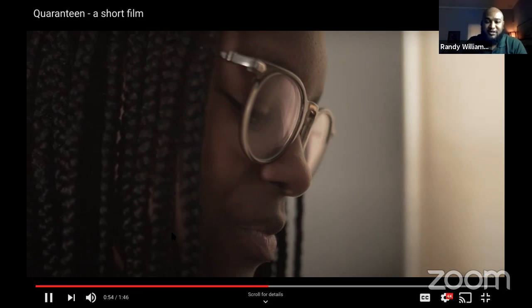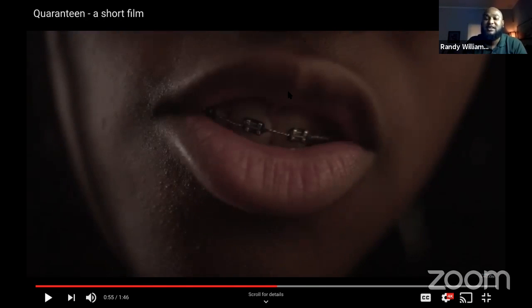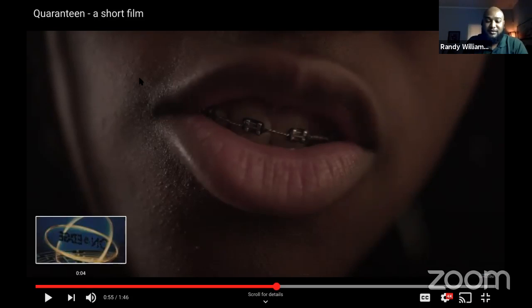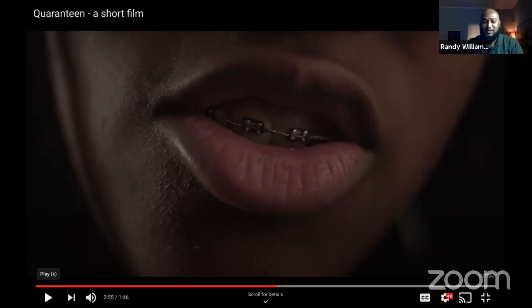So this will be my insert, basically, to emphasize this is the most important part of this scene: her mouth just talking. It won't stop talking. So that will be my insert of the entire thing.